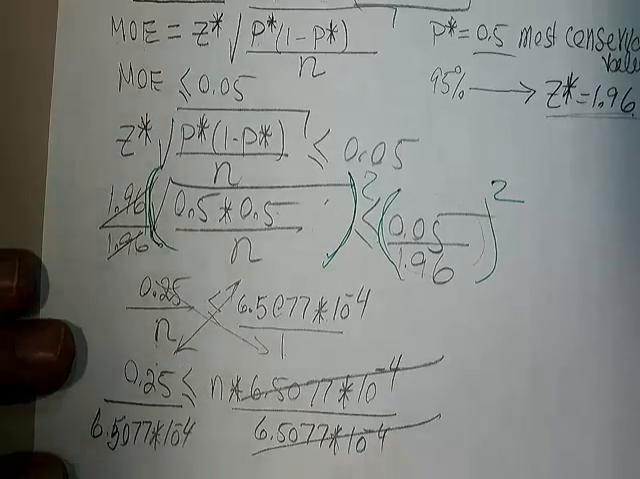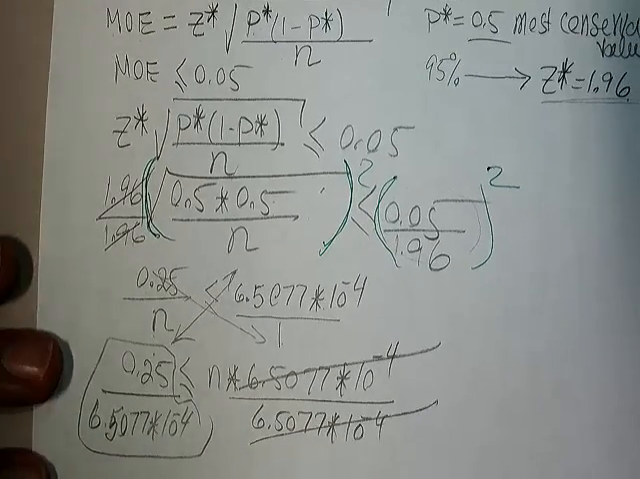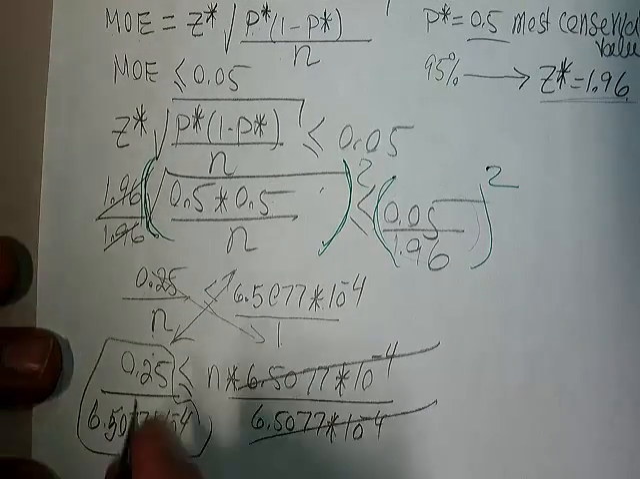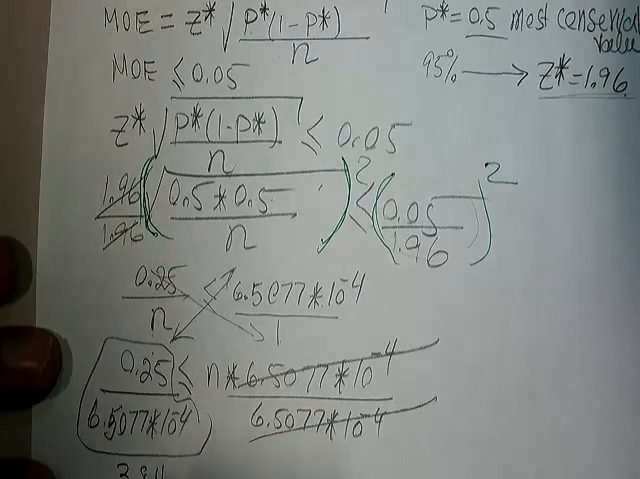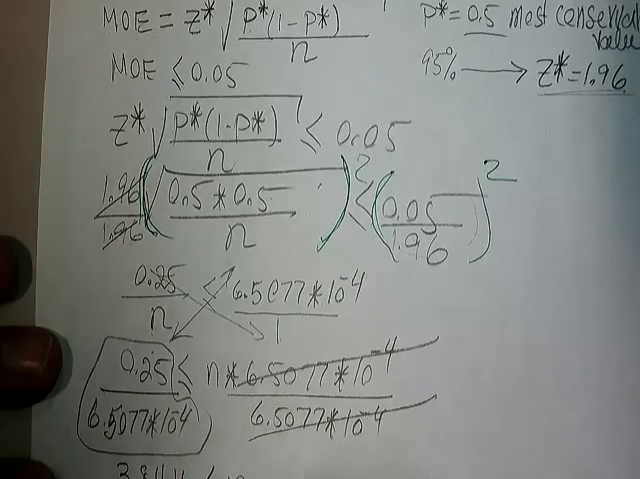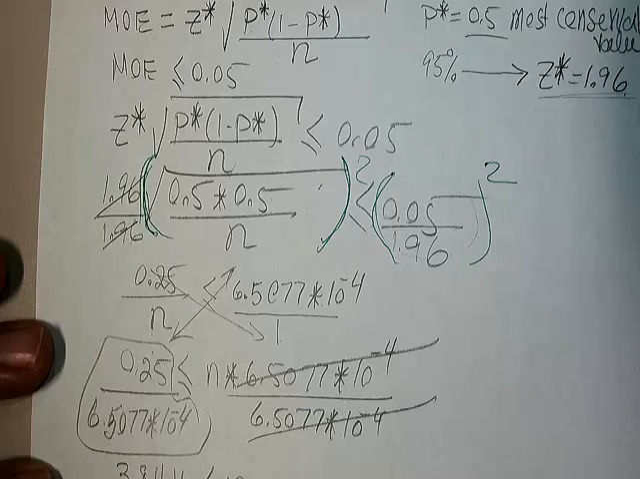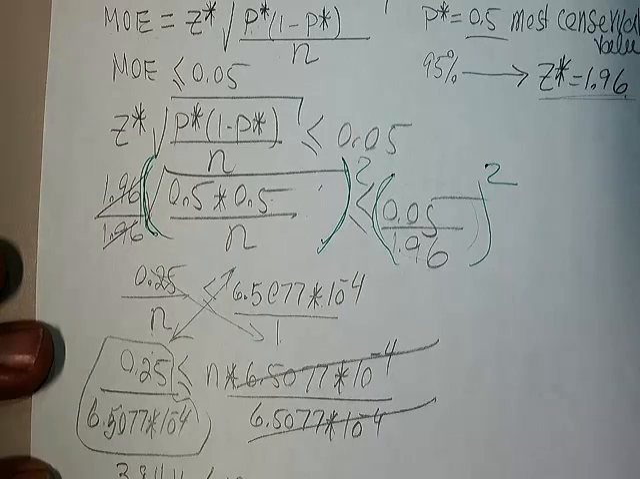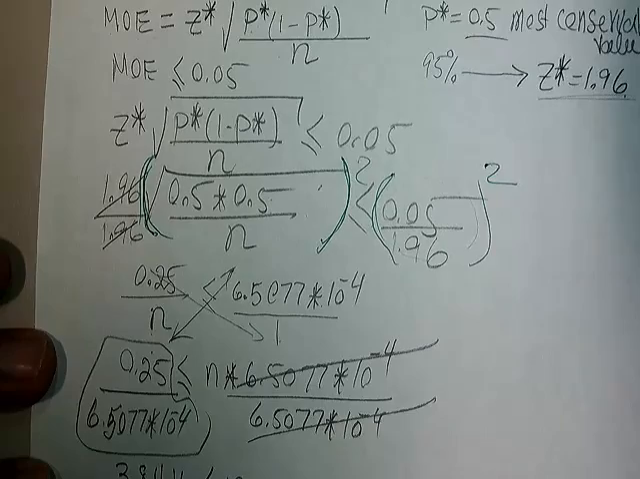This cancels with that, and then you get this number. This number should be 384.6. So n should be, this is smaller than the n, so n has to be greater than that. Remember, since we are talking about individuals, n should be a whole number, and the whole number for this would be n has to be 385.